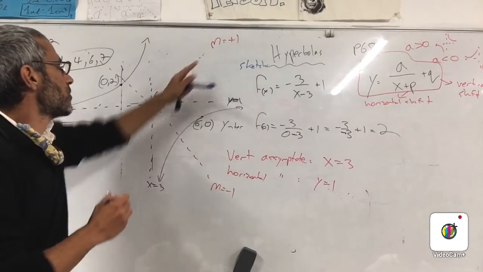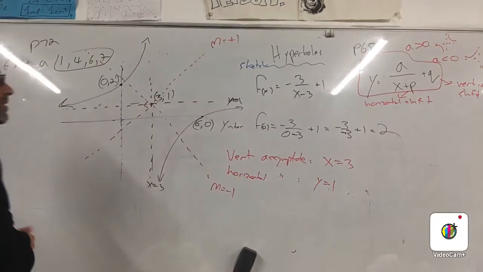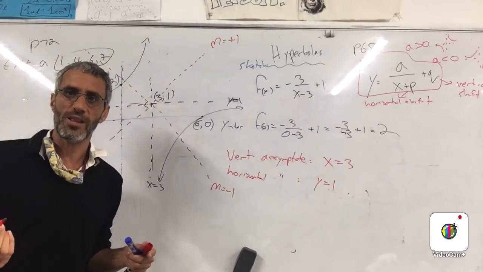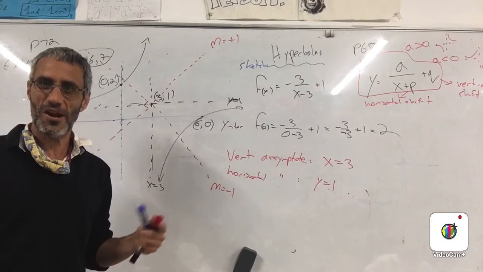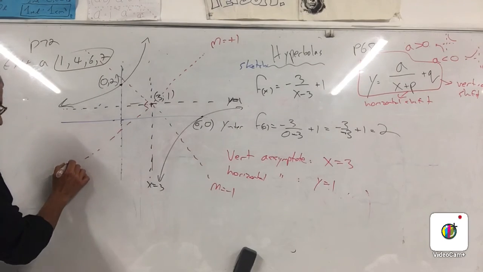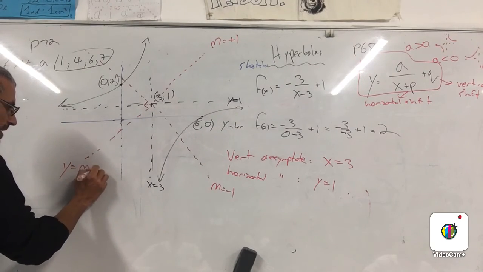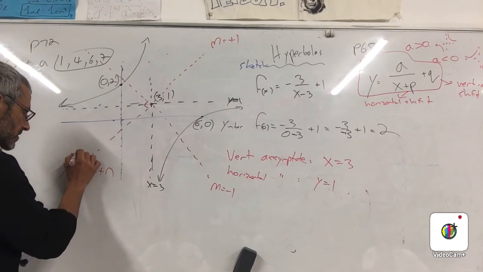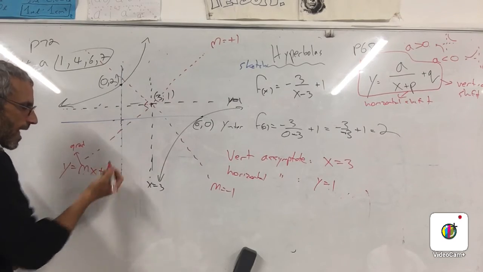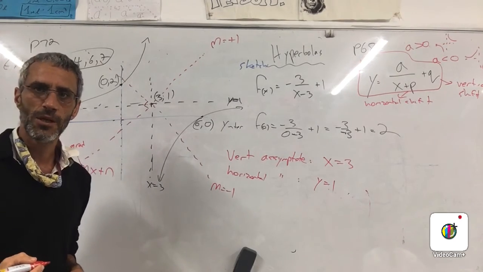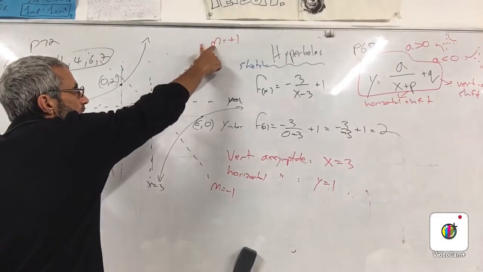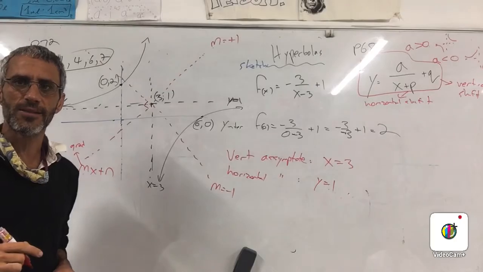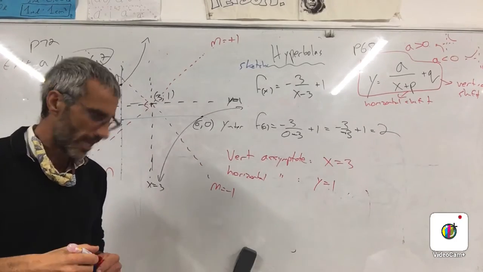So let's start with this line of symmetry. We haven't done work with lines this year, but we did it a lot in grade 9 and 10. You still need to know it. The general equation for a line is y equals mx plus n, or ax plus b. M is your gradient, and n is the y-intercept. Now we know what the m is, but we don't know what the n is. I don't know where this line crosses the y-axis, but that's where the second clue comes in.